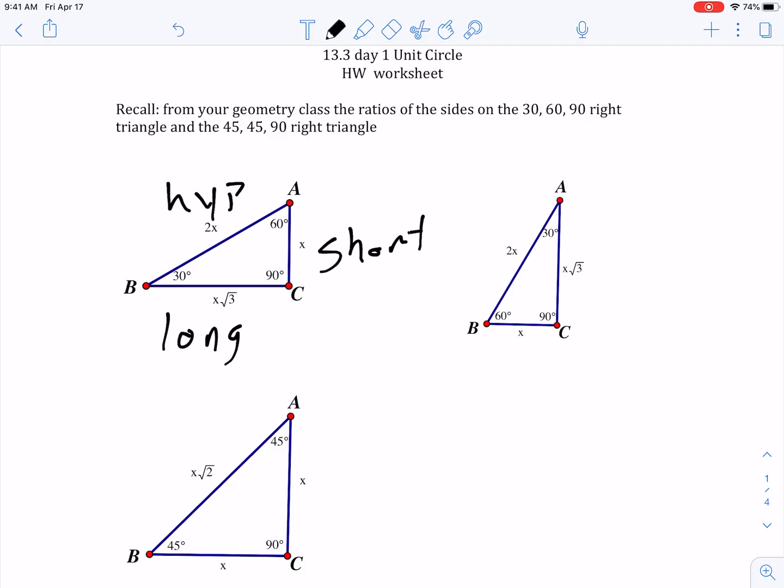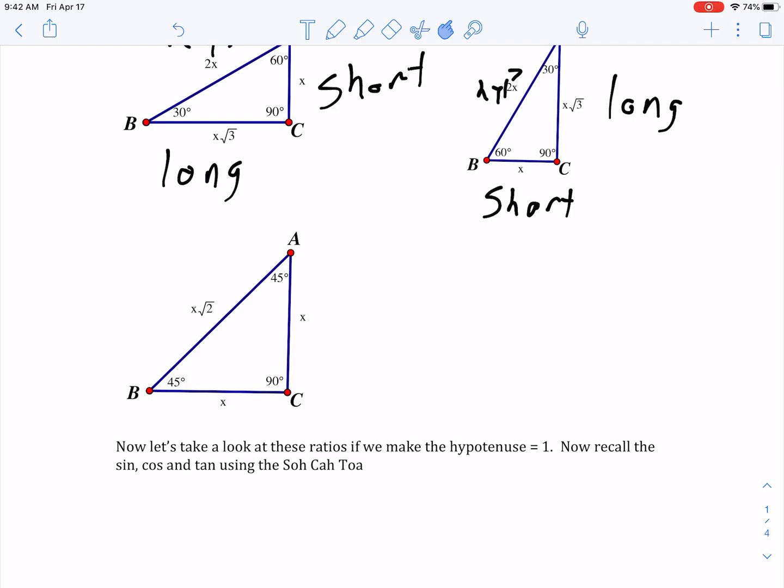Okay. On the 60-30-90, the next one here, this would be the short side. This would be the long side. And this would be the hypotenuse. Okay. So we're going to be looking at these on the unit circle. So I want to really get this vocabulary down of the long, the short, and the medium. The mediums come along in the 45-45 right triangle. So this would be the medium. And in the 45-45-90, those are the same lengths.